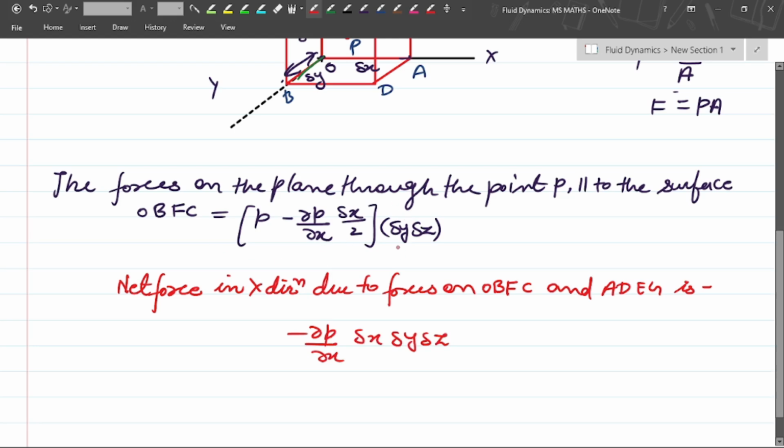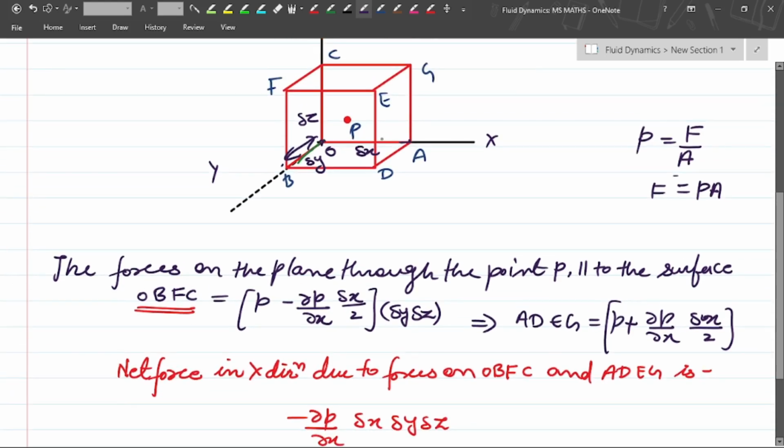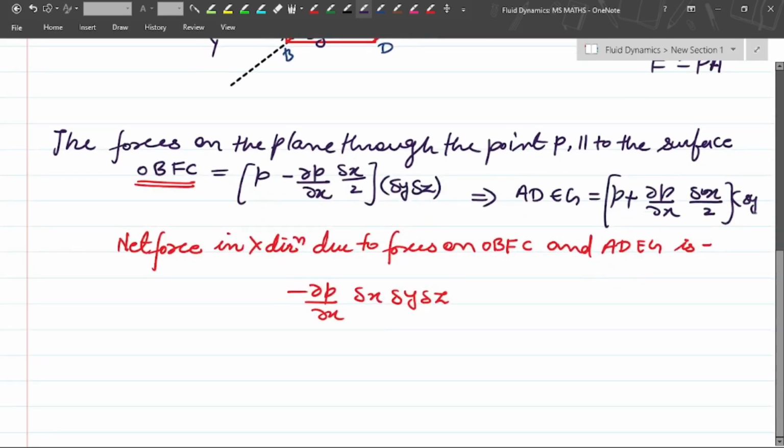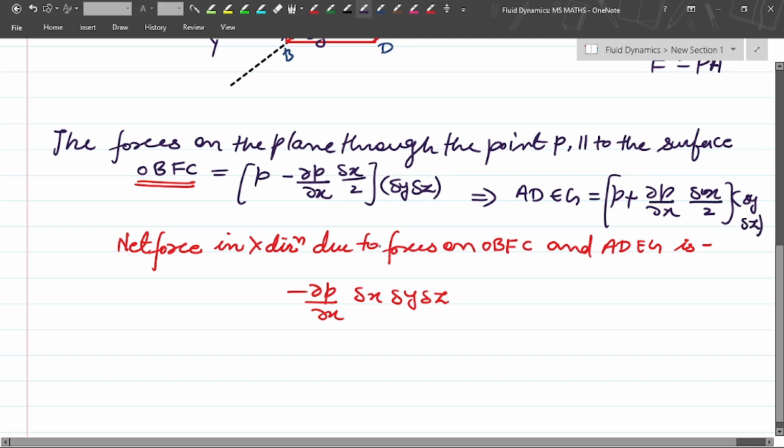Basically in this case we'll consider this surface, and similarly for the surface ADEG it will be P plus dou P by dou X into del X by 2, into the area of this surface. It is in the plane, this is del Y and this is del Z, so the area will be del Y into del Z. Now we will find the net, it means this minus this, then we get this thing.